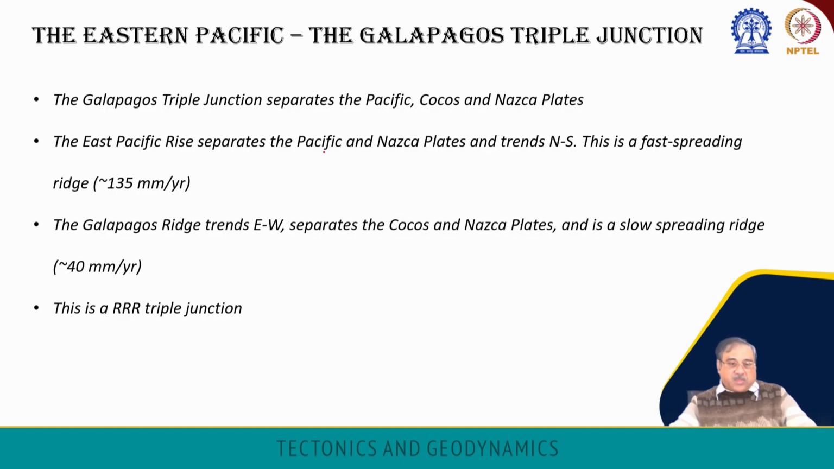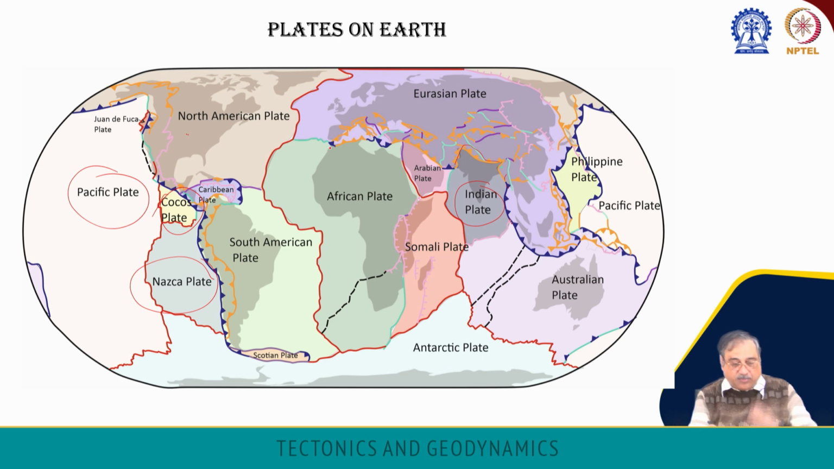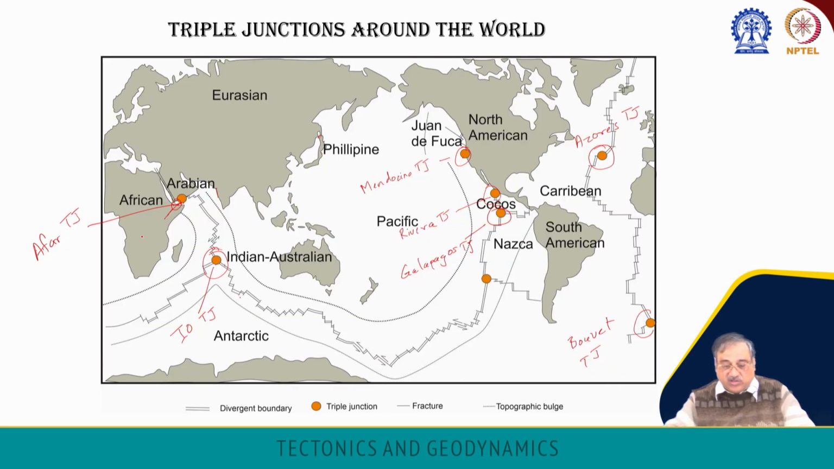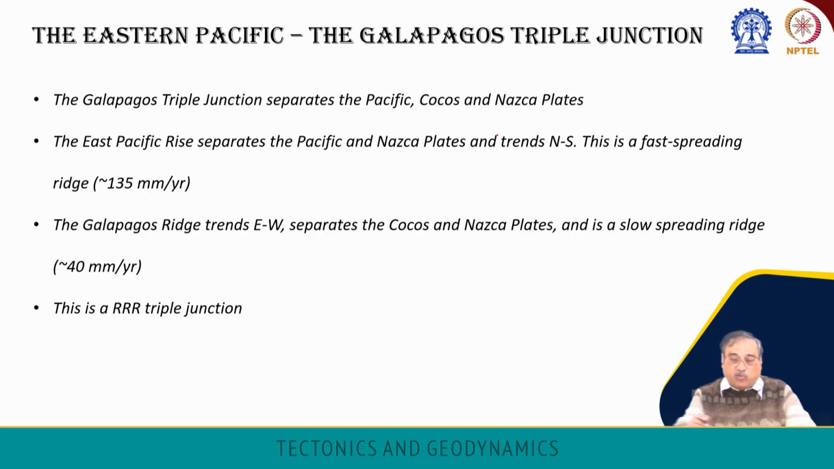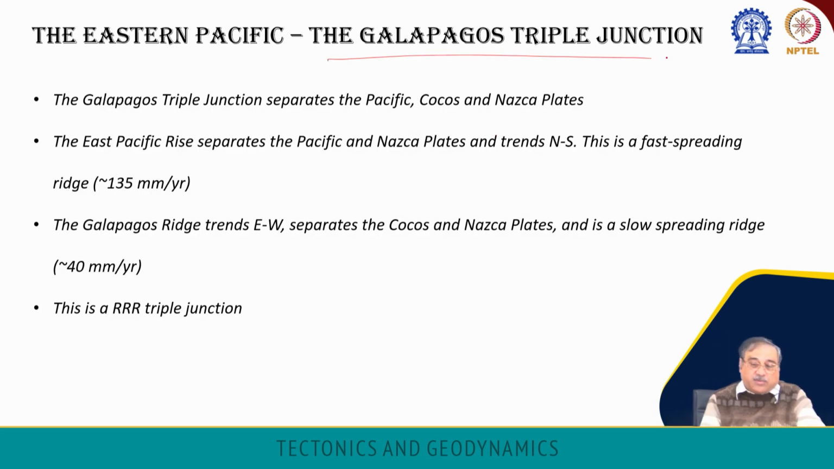So now let's look at the Eastern Pacific. Just to make you recall, the eastern part of the Pacific Ocean is this one, and we are going to be talking about this particular triple junction here, the one I mentioned earlier, called the Galapagos triple junction. The Galapagos triple junction separates the Pacific plate to the west, the Cocos plate to the north, and the Nazca plate to the south.